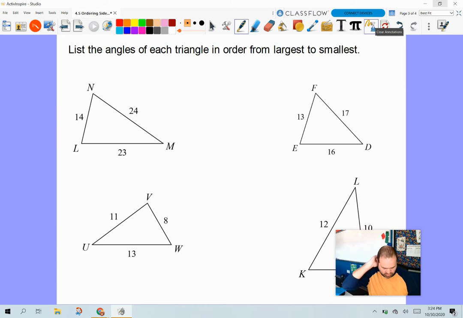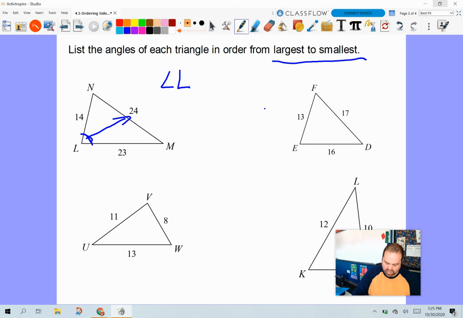So what I'm asking you to do here is put the angles in order from largest to smallest. You're going to have to read these directions because sometimes I'll switch it up just to see if you're paying attention. I want to know what the biggest angle is in this triangle. Well, the biggest angle is going to be the one that's across from the biggest side. So my biggest angle is angle L. Then the next largest angle is going to be angle N because it's across from the 23. And then my last one is across from the smallest side, so it's angle M.